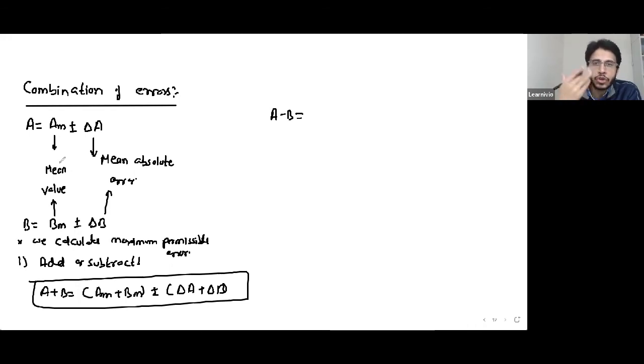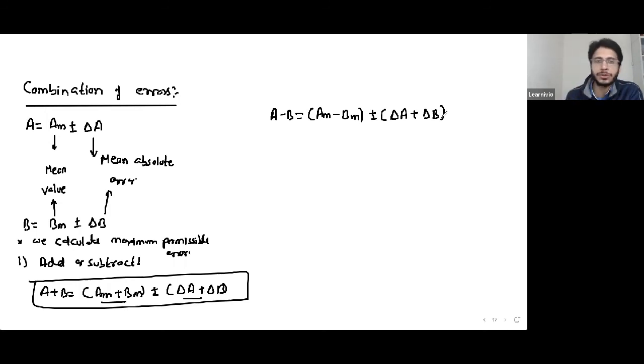For error, you should know some rules. When you're adding or subtracting, the mean absolute error will combine. So when you were adding, you added the mean values and you combined the mean absolute error. When you subtract these quantities, you subtract the mean values, the mean value of A from the mean value of B, but you add the mean absolute error. Mean absolute error will not get subtracted.